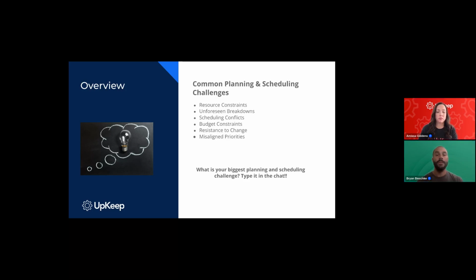Yeah. So there you go. George is saying too much reactive maintenance. Exactly. Unforeseen breakdowns. Just too much, and not enough planning resources to get planning and scheduling done. So go ahead, Amissa. We want to hear from you guys. What is your biggest planning and or scheduling challenge? Type it in the chat.